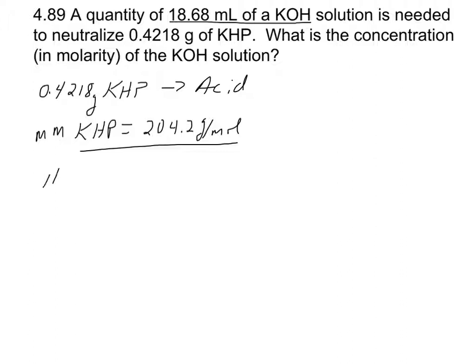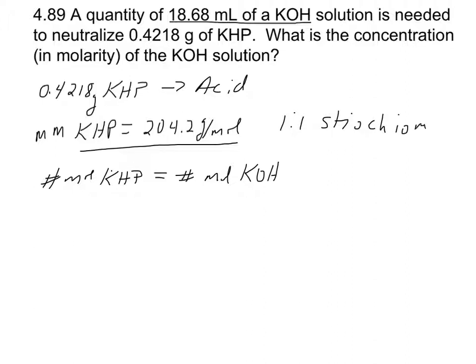So the number of moles of KHP at the equivalence point must equal the number of moles of KOH, because it is a one-to-one stoichiometry. So by determining the number of moles of KHP from the grams of KHP, and then dividing by the volume of the solution used to titrate, I can easily calculate the concentration of the KOH.